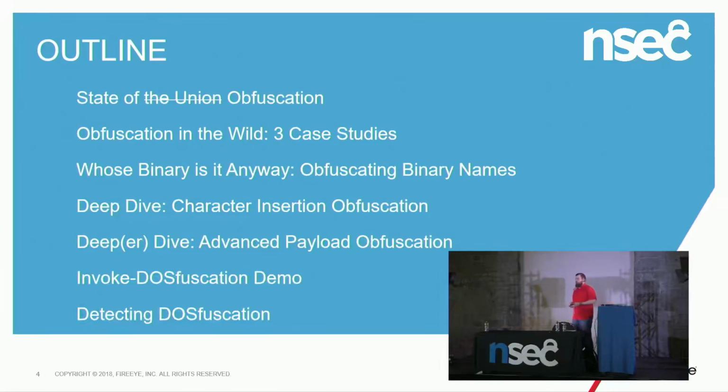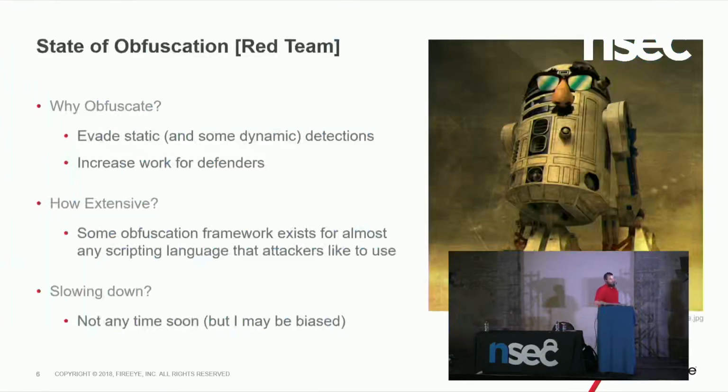There's a lot of content here, so I've posted the slides online, and there's also a 36-page white paper with all of this research in it as well. So if you don't like the sound of my voice, you can leave now and just read the white paper, and all the information is there with just a few less memes. So there's options. So first, the state of obfuscation. What does it look like today?